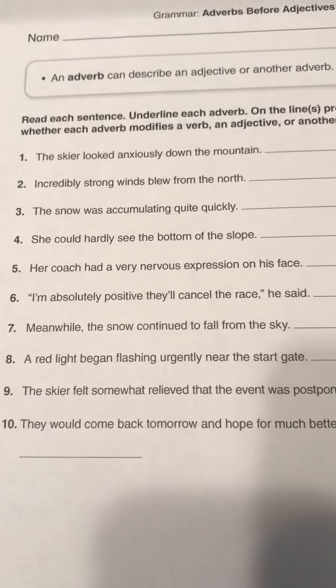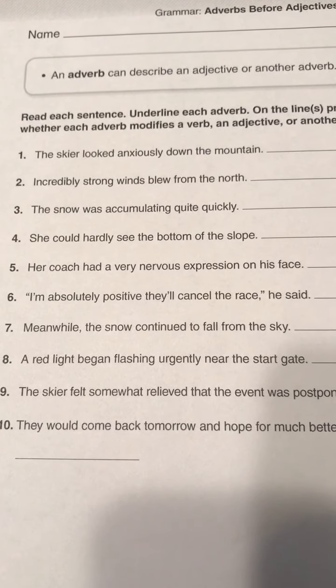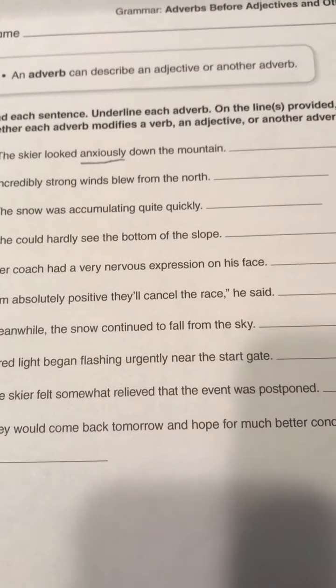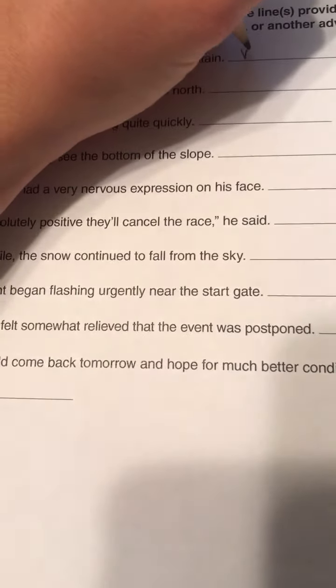Number 1, the skier looked anxiously down the mountain. Well, what did the skier do? We're still going to find the verb first. The skier looked. And how did the skier look? He or she looked anxiously down the mountain. And this adverb happens to modify a verb. Because remember how we find the verb and then we ask how did they do it? Anxiously.